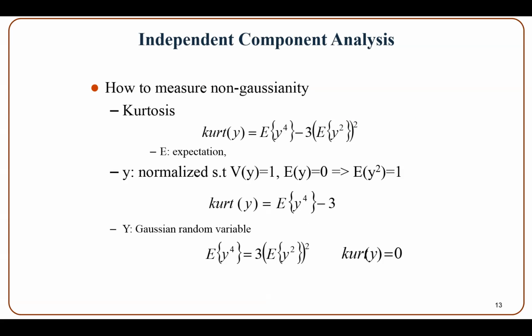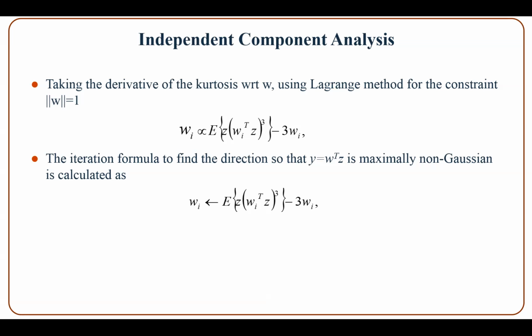Kurtosis can be used to measure the non-Gaussianity. If Y is normalized, then the variance of Y is equal to 1. The expected value of Y is equal to 0. So the expected value of Y squared is equal to 1. So from there, we get to another form of the kurtosis. Using the Lagrangian method, we can get the iteration formula of the weight vector to maximize the kurtosis.